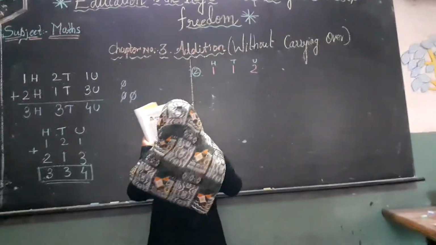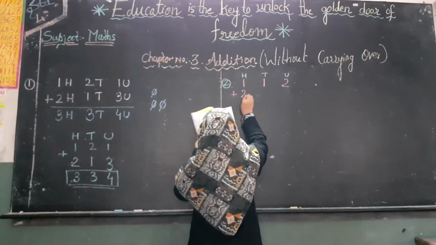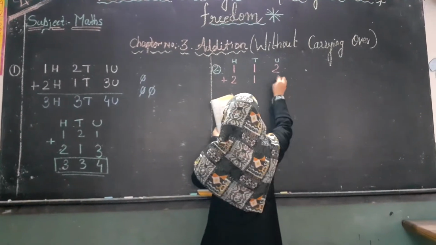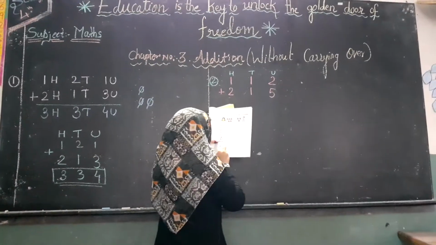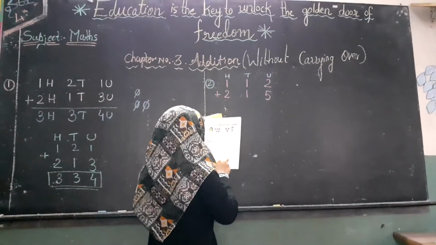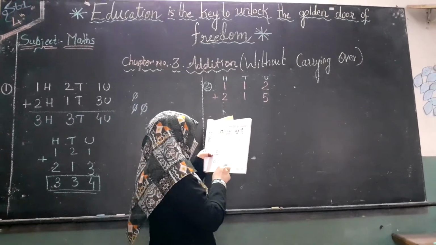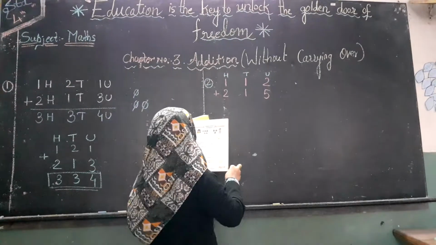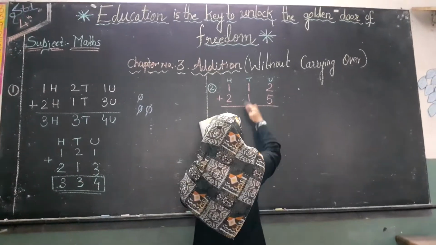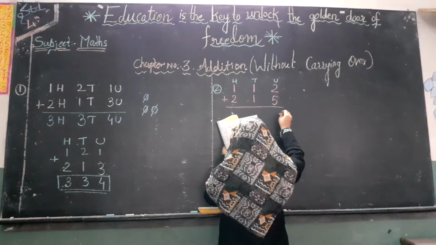Now in the next line, there is 2 in the hundreds place, 1 in the tens place and 5 in the units place. See here, hundreds is 1, tens is 1 and units is 2. So like this we have to write in this box. Have you understood? Now we will add all these numbers. So we have to write like this.